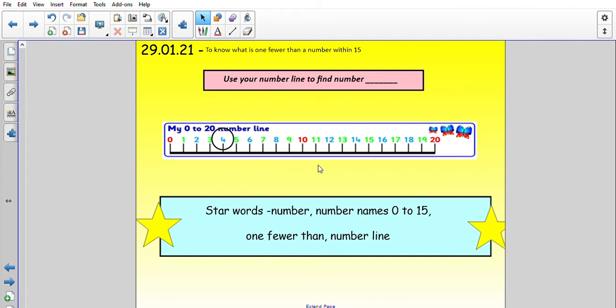Let's try one more. Let's see if we can find number 8. Right, so 8 is greater than 4, so I'm going to be coming this way, aren't I? But it's still fewer than 10. So it's got to be before the number 10, but after the number 4. So, oh, there it is. We found it. Well done. So you have a little go and see if you can find different numbers on your number line.